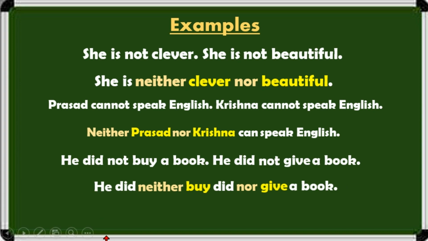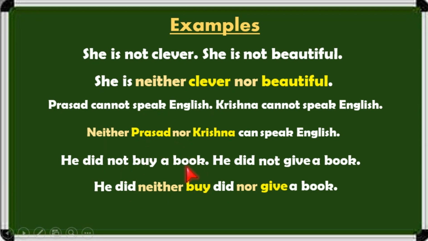Okay, now look at this sentence. He did neither buy, did nor give a book. I think little error are there in this sentence. We have to correct it. So already we have discussed about the auxiliary verb did plus V1 form of the verb is equal to V2 form of the verb. So did plus V1 is equal to V2. So you should apply that same formula here.